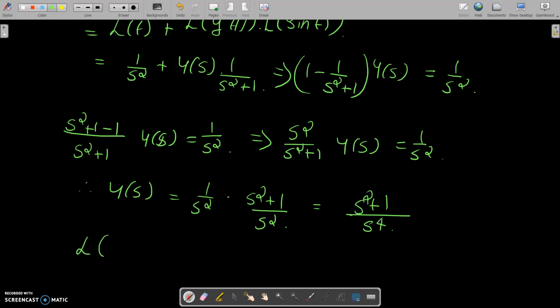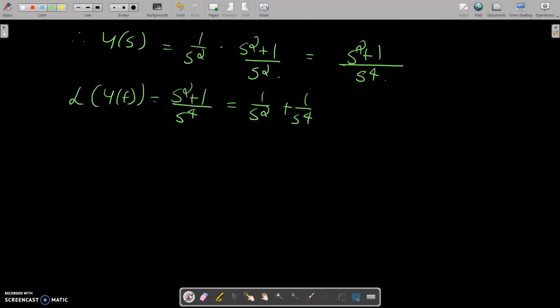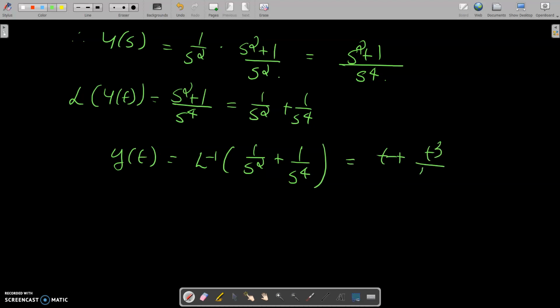So what was Y of s? That is the Laplace transform of y of t. This is equal to s square plus 1 divided by s raised to 4, which implies 1 by s square plus 1 by s raised to 4. So y of t is equal to L inverse of 1 by s square plus 1 by s raised to 4, which implies t plus t cube by 3 factorial.